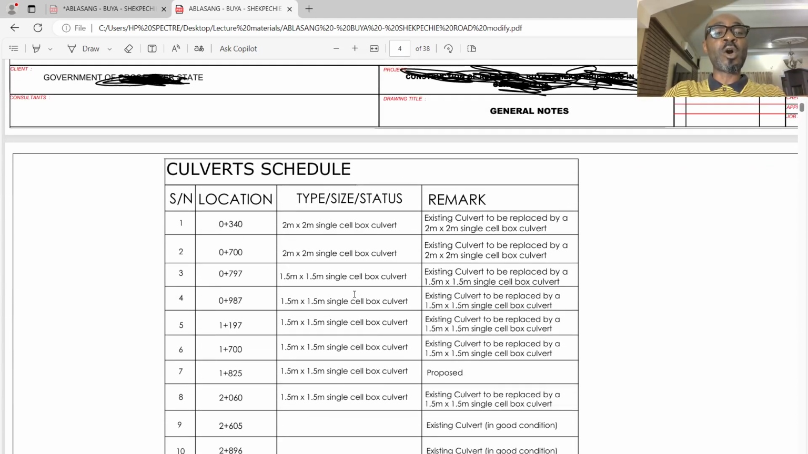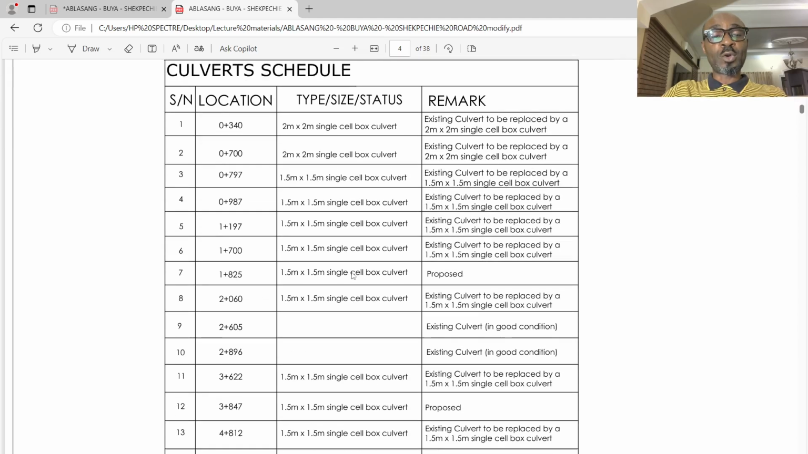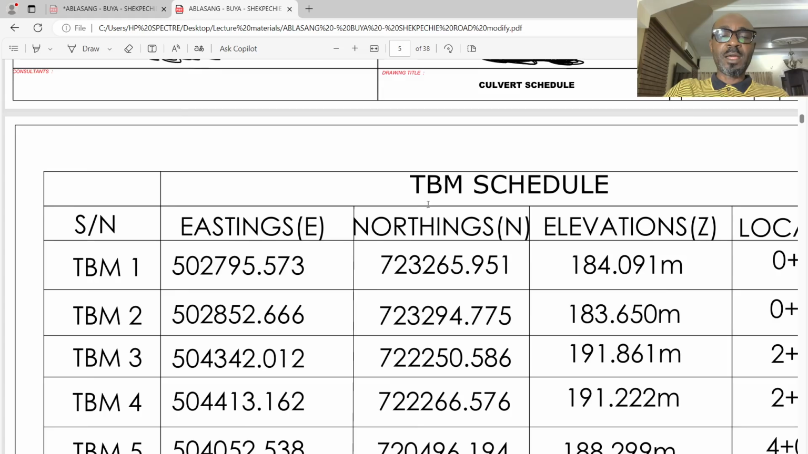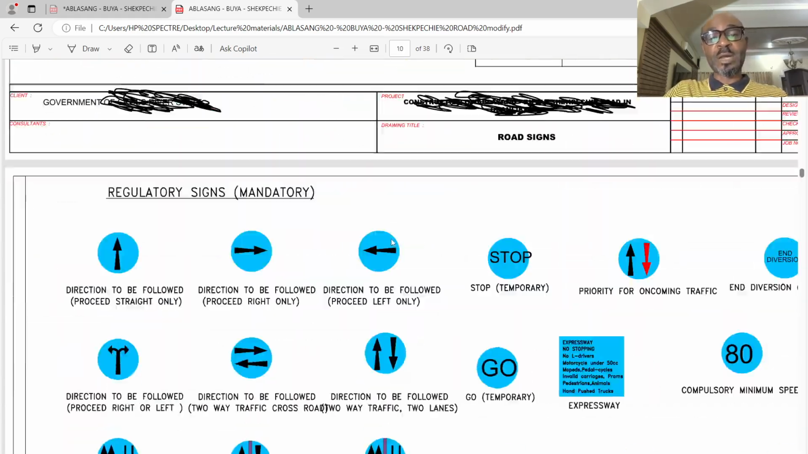As you can see, this is the culvert schedule, with sizes of culvert at every chainage that requires you to provide a culvert. It is indicated here, and the size of the culvert is 2 meter by 2 meter box culvert at plus 700 meters. You have a box culvert also, and all of that. But we are not discussing culverts, so let's quickly go straight to our area of interest, which is the cut and fill.